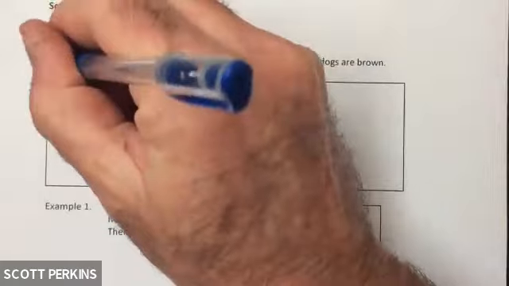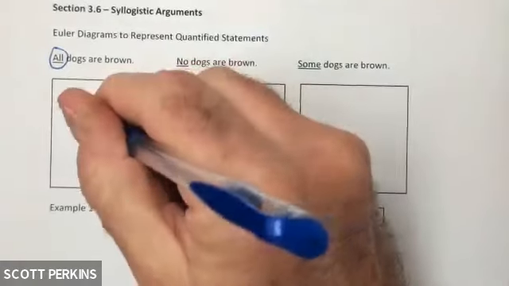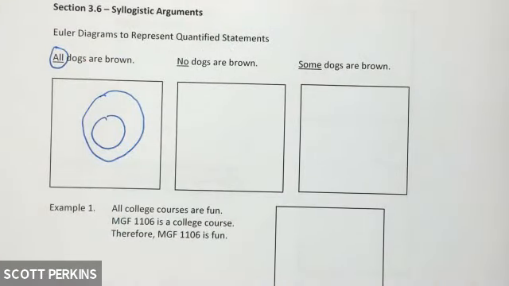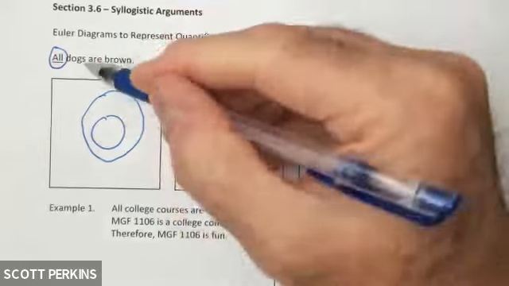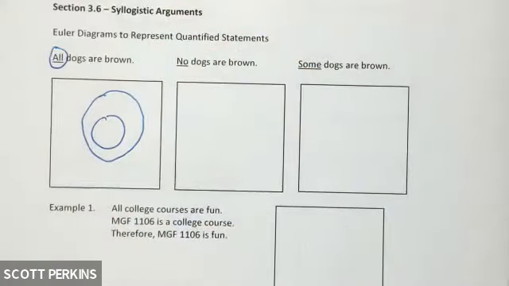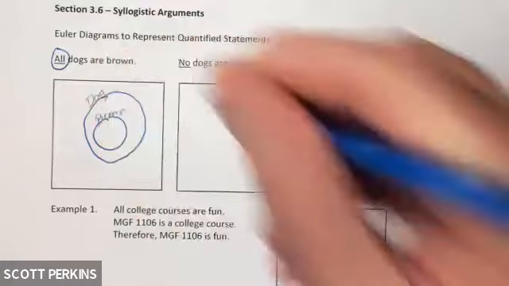When you have an all statement, it represents that one circle is going to be inside another. So for instance, I'm going to take one circle and put it inside the other circle. That's saying all of one of the things are another. So in this case, which one's going to be the dog circle? Is the dog circle going to be the bigger one, or is the dog circle going to be the one that's inside the bigger one? If I put the dog circle out here and then I put brown things right here.